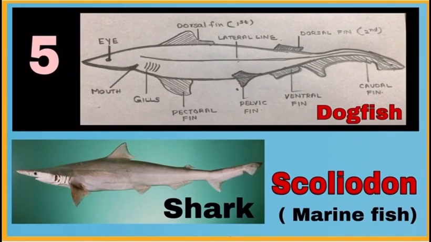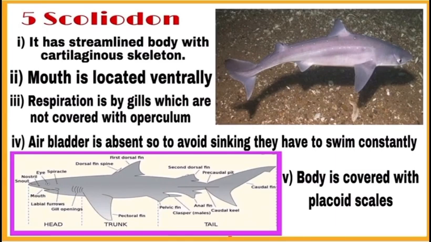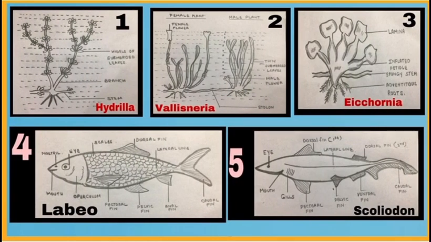Next is Scoliodon. It is a marine fish commonly called shark or dog fish. Its features are: it has a streamlined body shape with cartilaginous skeleton. Mouth is ventrally located. Respiration is by gills which are not covered with operculum. In Scoliodon, air bladder is absent. So, to avoid sinking, they have to swim constantly. Their body is covered with placoid scales. So, these are the plants and animals adapted in aquatic environment.